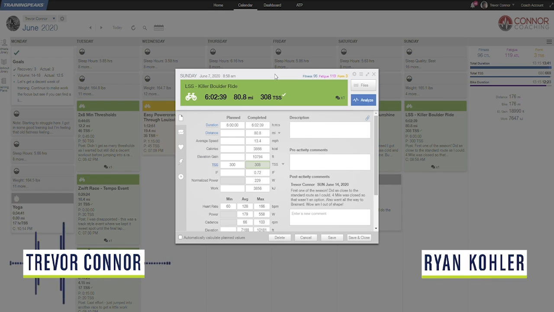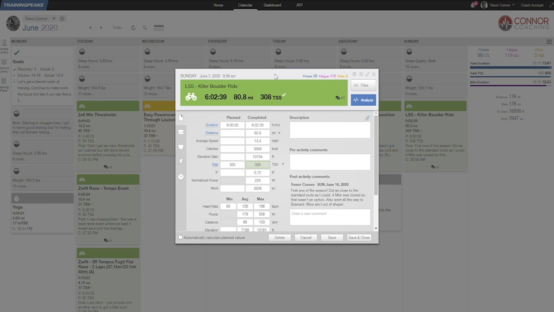Today we are talking about how to measure or see cardiac drift in your rides. We've been talking a lot about cardiac drift lately. We actually did an episode of the podcast with Dr. Coyle, who is a legend in exercise physiology, and talked with him about cardiovascular drift and what that means. We've been asked a lot about that. People want to see that.